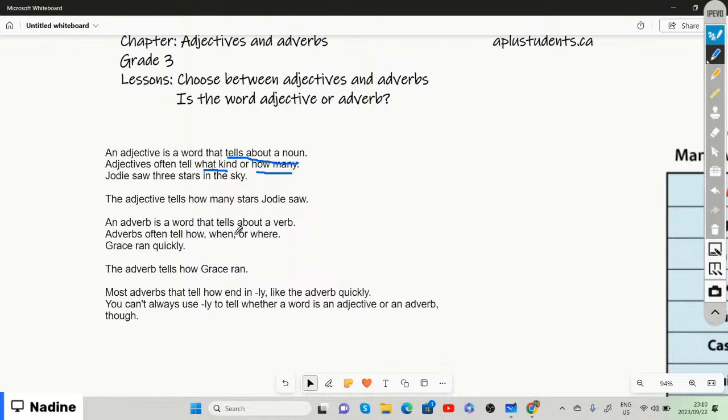And then we have adverbs. So we have adjectives and now we have adverbs, right? An adverb is a word that tells us about the verb. It is almost like describing the verb, and it tells us how the action is being done. Adverbs often tell us how, or they tell us when, or they even tell us where.